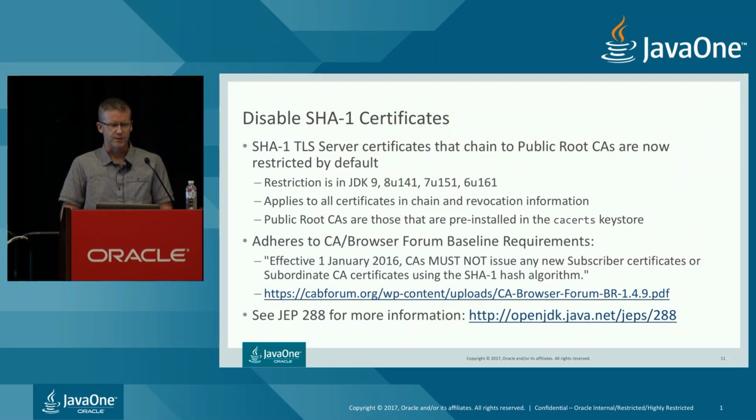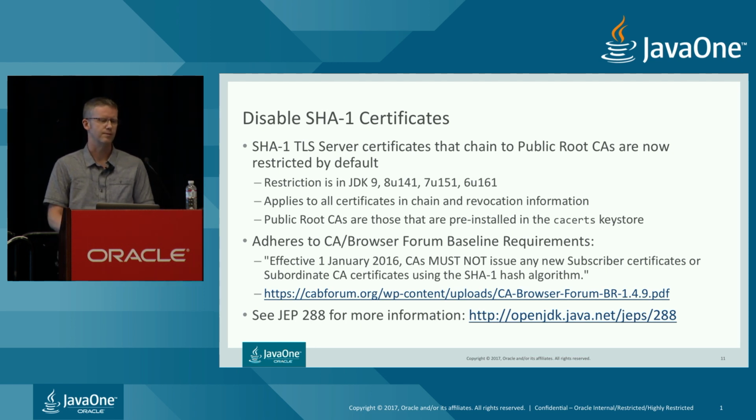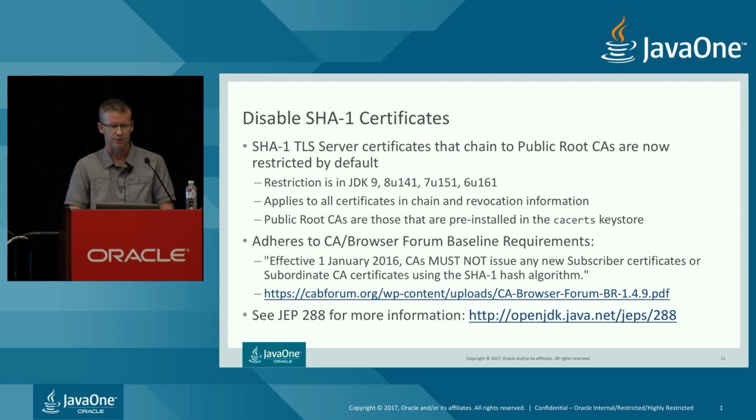So the first one is disable SHA-1 certificates. Here, what we've done is we've restricted by default SHA-1 TLS server certificates that chain to public root CAs. This restriction is already in JDK 9, and it's already in 8u141, 7u151, and 6u161. Those releases were released in July.